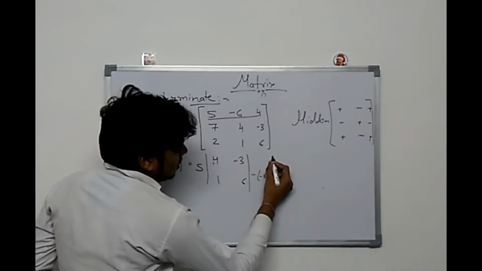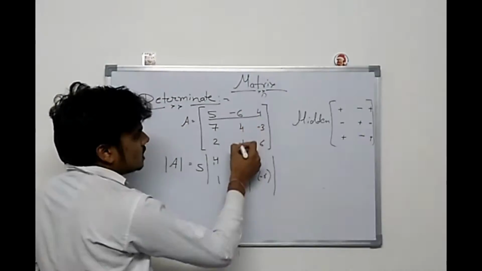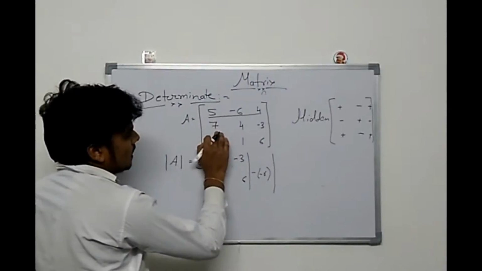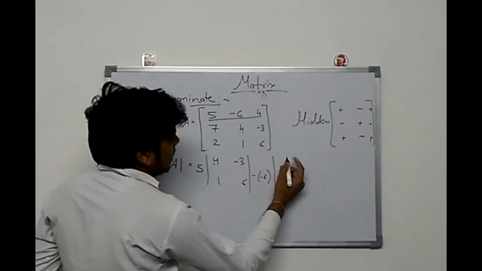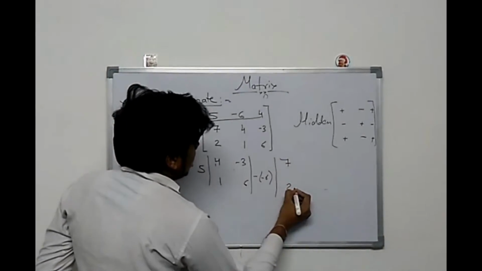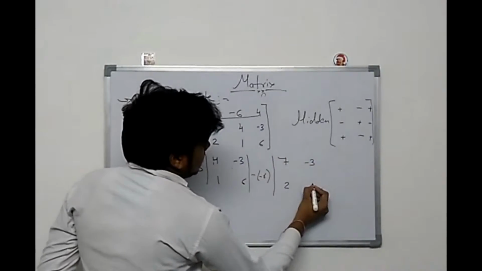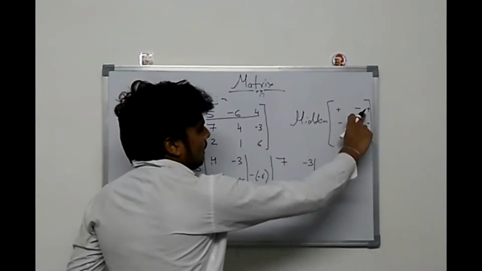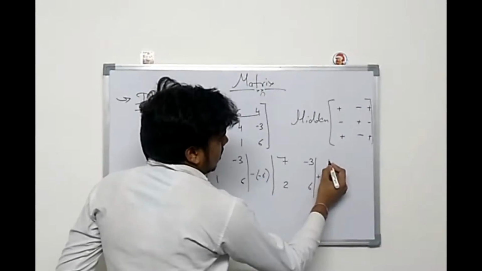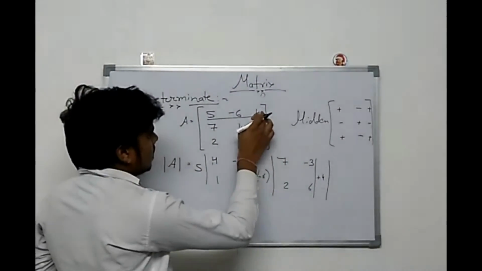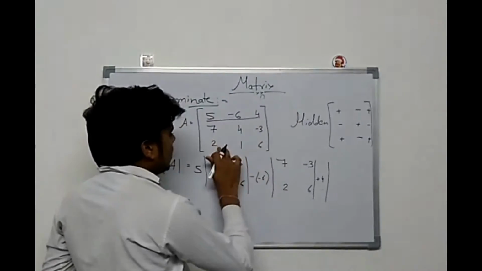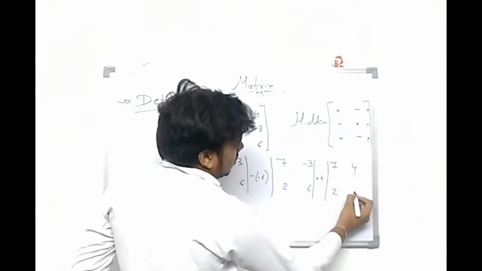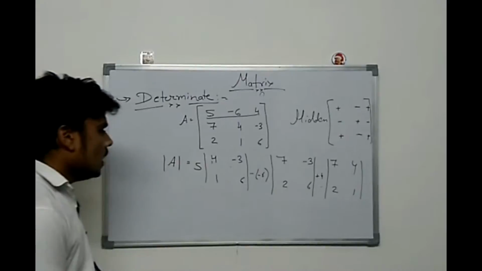Then for the next element, this column and this row are ignored, and what is left is 7 2, minus 3 6. Then we write 7 2, minus 3 6, and then plus 4. For this one, this column and this row are ignored, leaving 7 2, 4 1. And solve this.